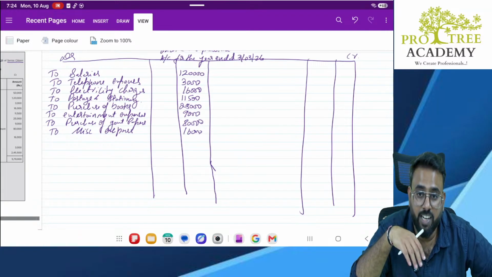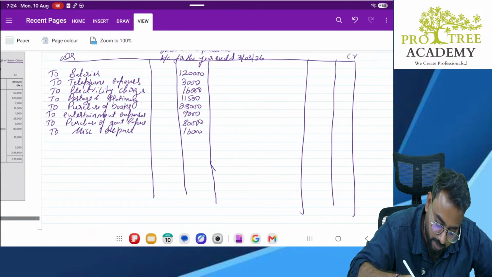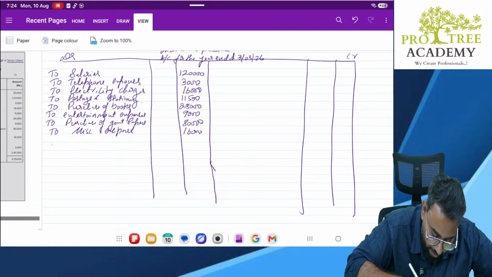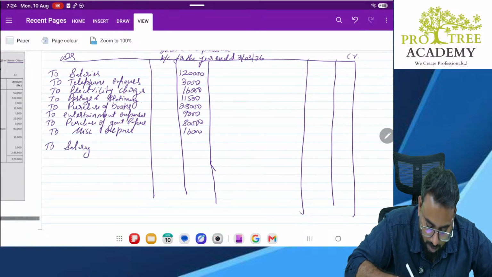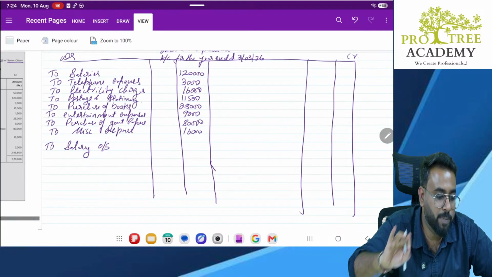Oh, they have given certain information below also, which we forgot to take. Sorry, I didn't read the question properly. This is the mistake which we will do. Again, we'll write to salary outstanding. See, salary outstanding is also an expense.